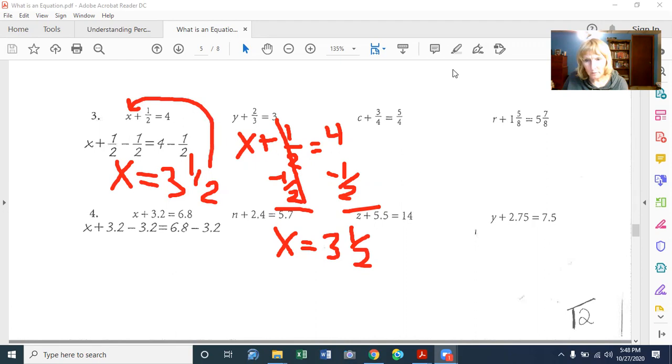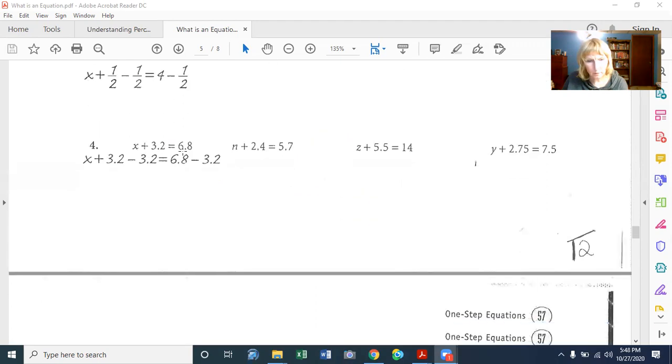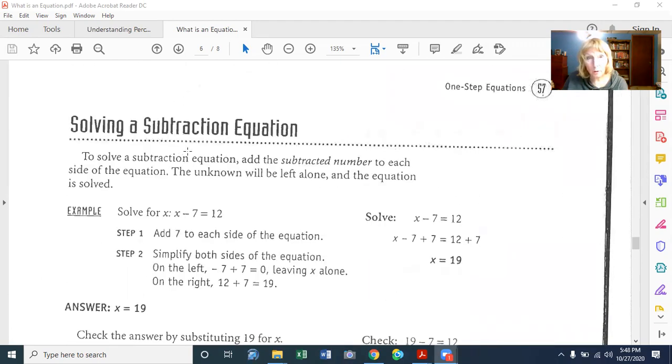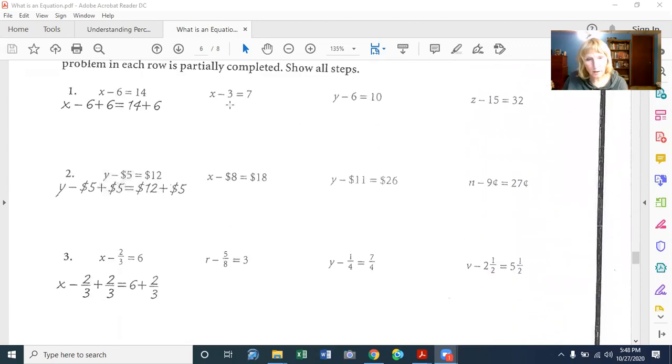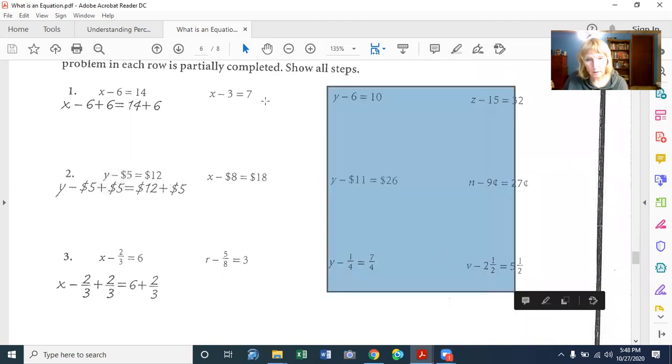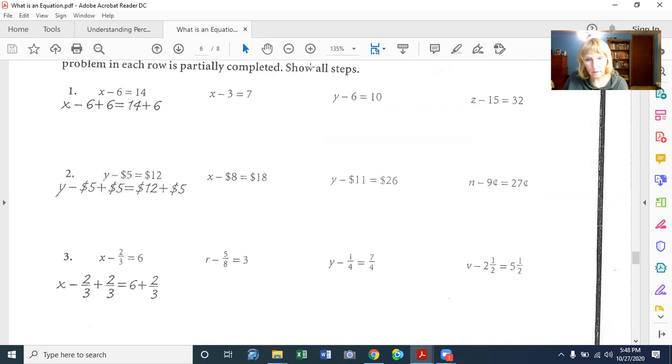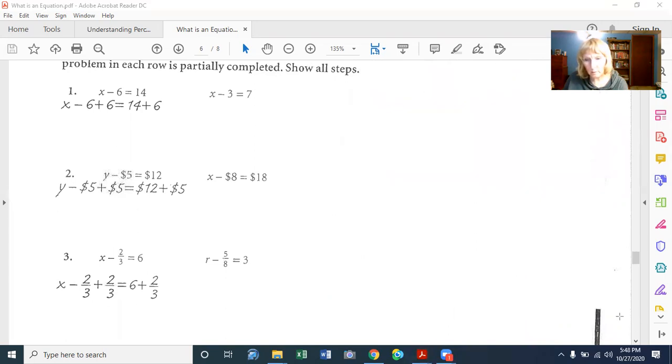Okay, I'm going to clear. Move on to a few other ones here. Solving a subtraction equation. Very similar method, except this time, I'll put a little white space again. Okay. So what you want to do, we'll do this one here.